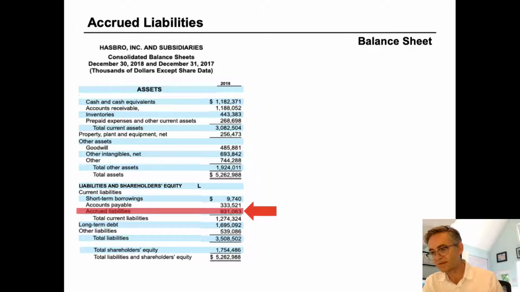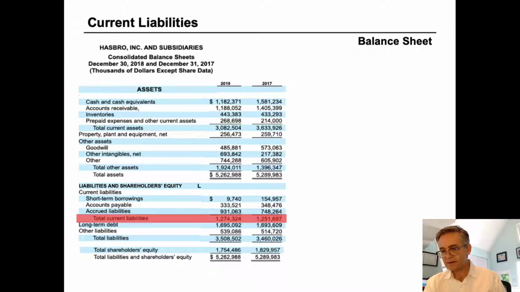In Hasbro's case, they have $931 million of accrued liabilities on December 30th, and that's almost $1 billion. So we might be wondering, what on earth could all this be? And to answer that, we need to check the notes to the financial statements, and we'll find that in Hasbro's case, this amount is made up of the remaining amounts that are due for an acquisition that they made of the Power Rangers brand, and severance charges related to layoffs, among other things.